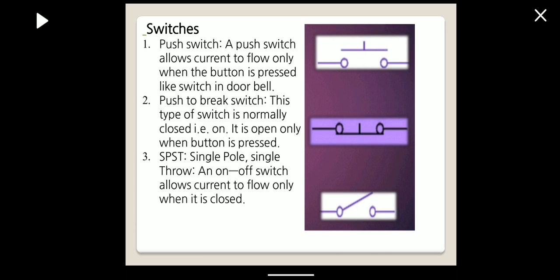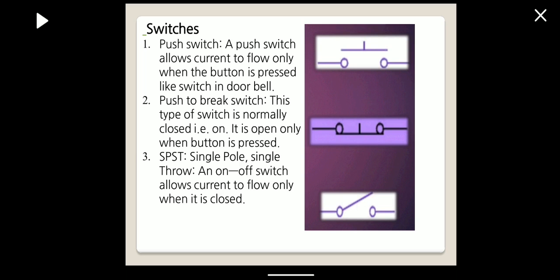The push switch allows the current to flow only when the button is pressed, like a doorbell. The doorbell switch is called a push button switch. So, push switch. Then push and break switch. This type of switch is normally closed, that is on.